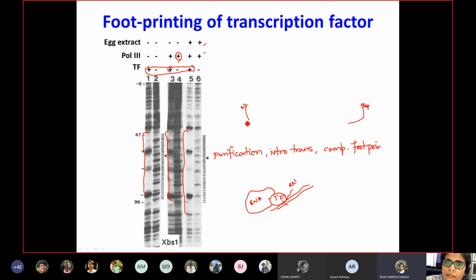Okay, ma'am. So it is only because of the transcription factor and not any other factors from the egg extract or the polymerase 3? Yes, that is the main conclusion, because they have done all the controls here. For example, a control where you have polymerase 3 and egg extract, which does not protect in this region, right? You see these kind of bands. And here also they have done controls where they have incubated RNA polymerase 3, which does not give any protection around this region.